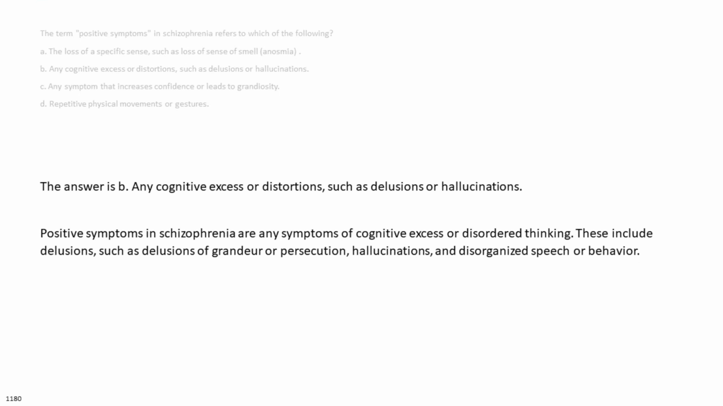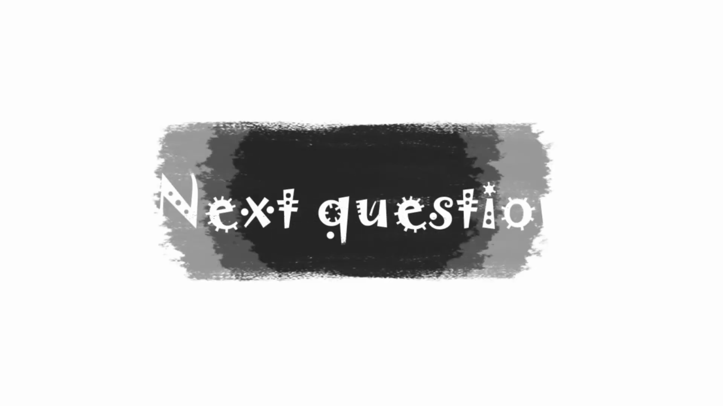The answer is B. Any cognitive excess or distortions, such as delusions or hallucinations. Positive symptoms in schizophrenia are any symptoms of cognitive excess or disordered thinking. These include delusions, such as delusions of grandeur or persecution, hallucinations, and disorganized speech or behavior.